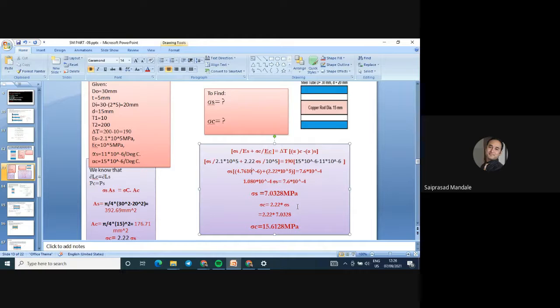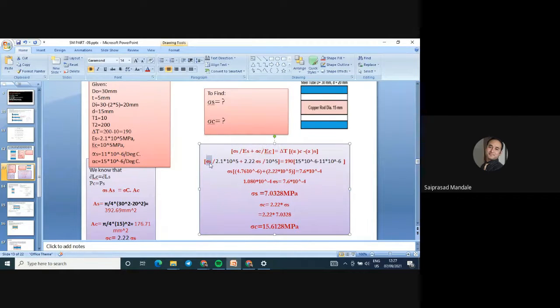1 divided by 2.1 into 10⁻⁵. 4.76 into 10⁻⁶. Correct, beta. See what we have done. We have made sigma s common.